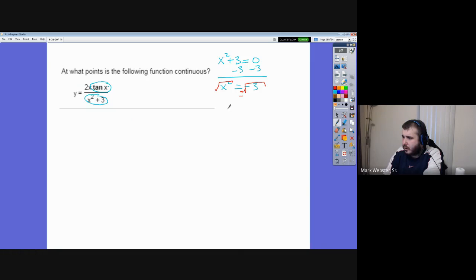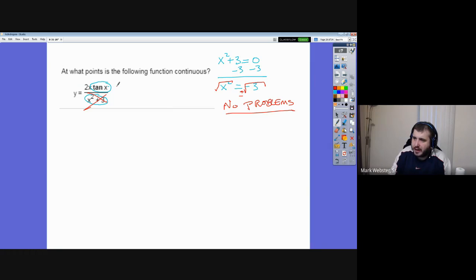So here, no real number is going to give us 0 in the denominator for x squared plus 3, because you can't take the square root of a negative number. This is free to go. We don't care about this anymore. Now we just care about the tangent, right? And we need to know, where is tangent of x undefined?